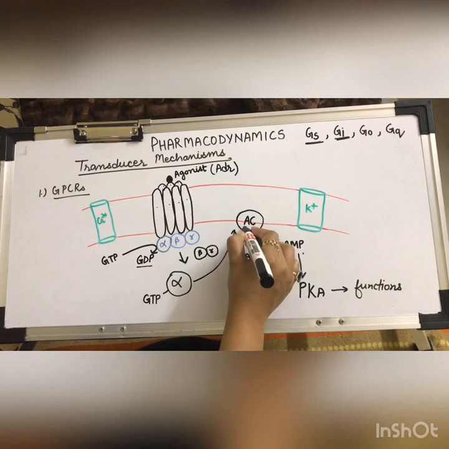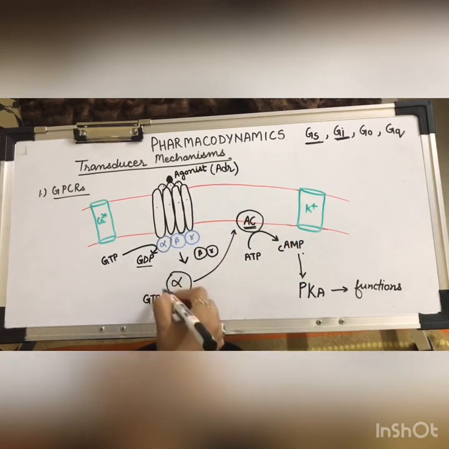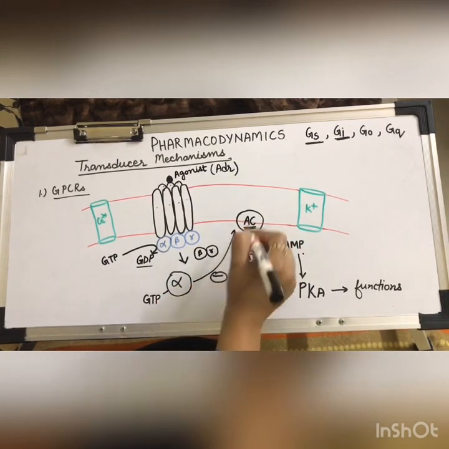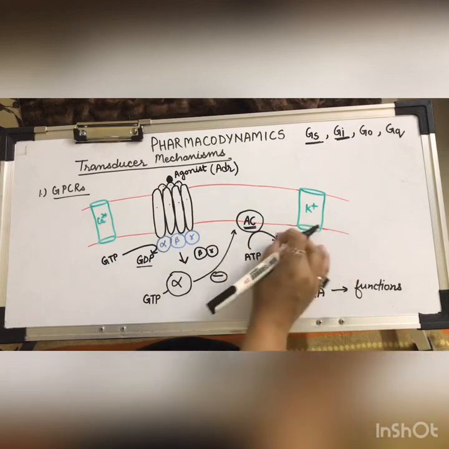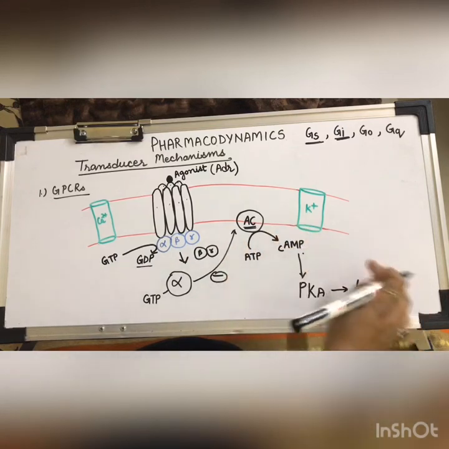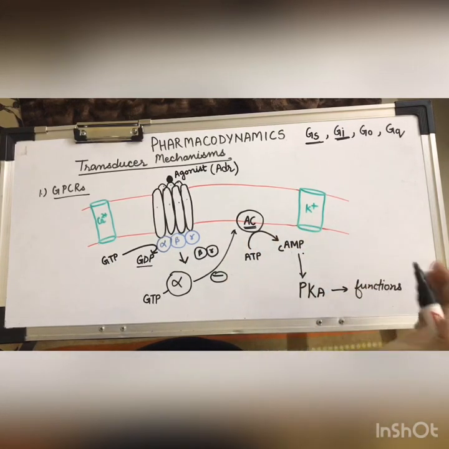And opposite effects are observed in case of GI proteins, which will cause cyclic AMP inhibition. They will inhibit adenylyl cyclase. This will inhibit adenylyl cyclase, and there will be no formation of cyclic AMP, and all the functions which were to be produced will be inhibited.